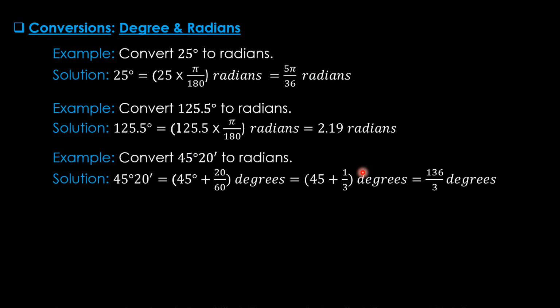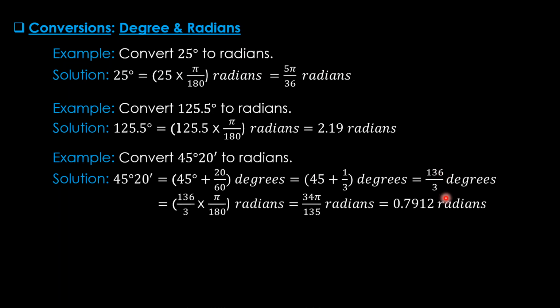In this case, we write 45 degrees 20 minutes as 45 degrees plus 20 minutes, which means 20 over 60 degrees. On simplification we get 45 plus 1 over 3 degrees, which means 136 over 3 degrees. Then we multiply these degrees by pi over 180 to get radians. So ultimately we get these radians.